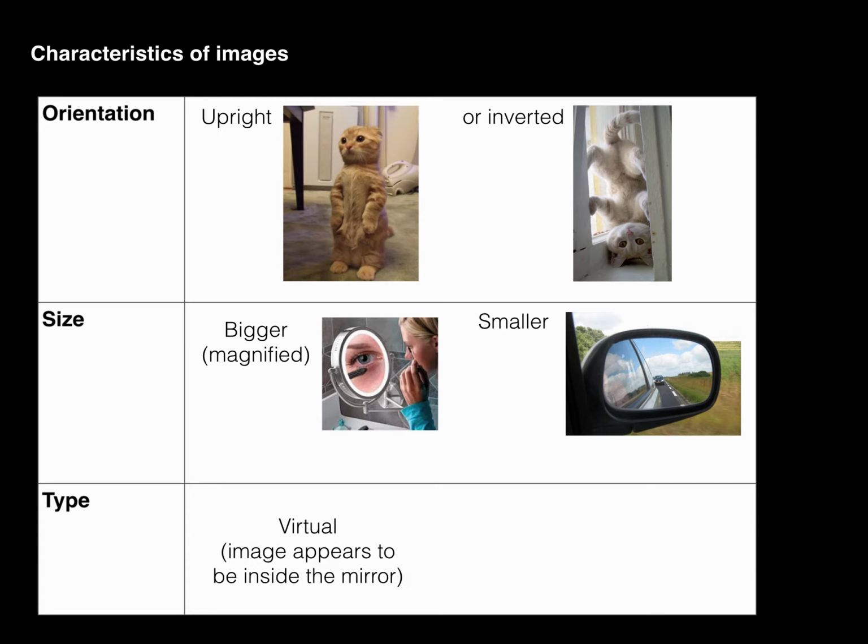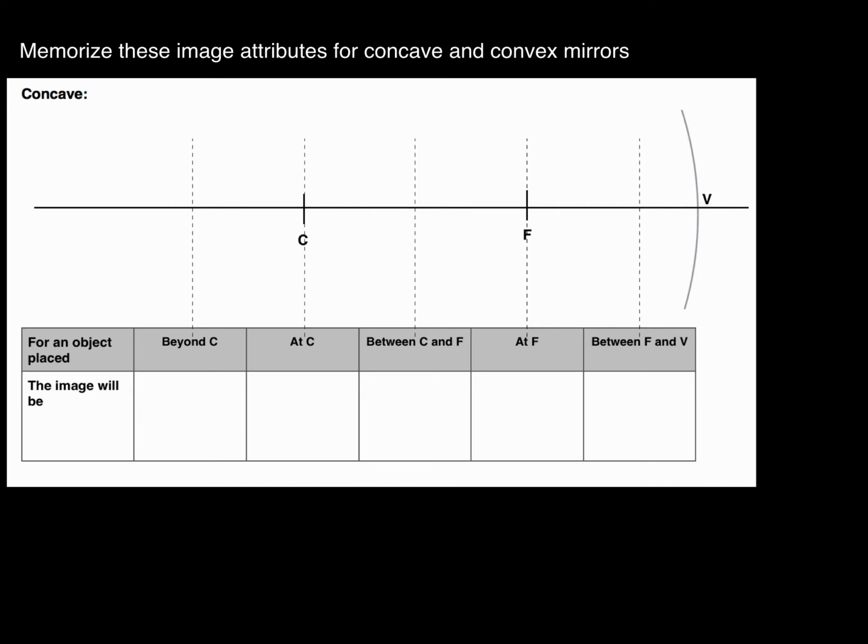You could have a virtual image, which is an image that appears to be inside the mirror, or a real image, which means that the image is focused in a location in front of the mirror, and it appears to be in front of the mirror. If you memorize the following image attributes for concave and convex mirrors, you'll find solving problems involving spherical mirrors much simpler. We'll start with concave mirrors because they have much more complicated image attributes to memorize.